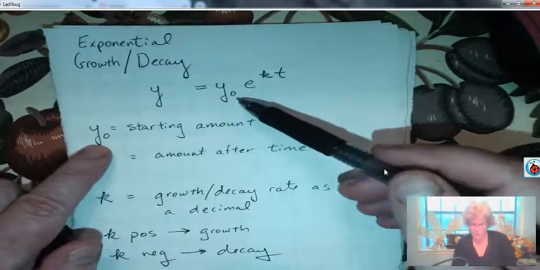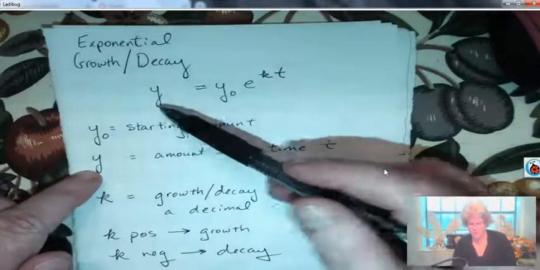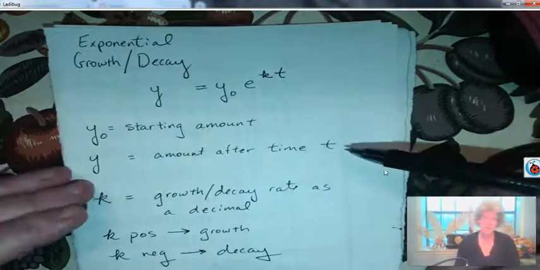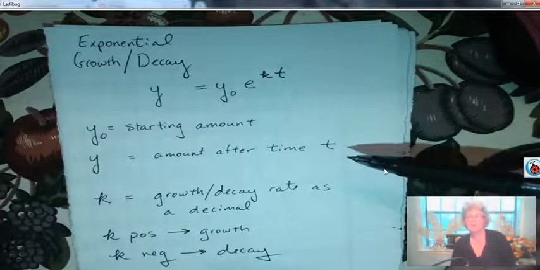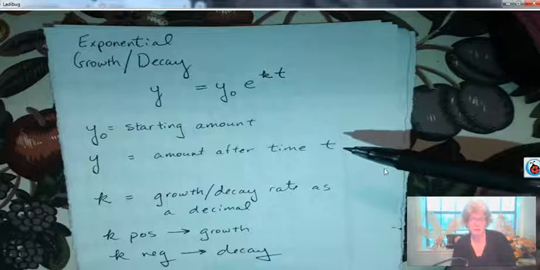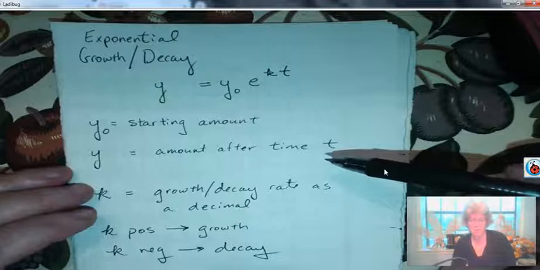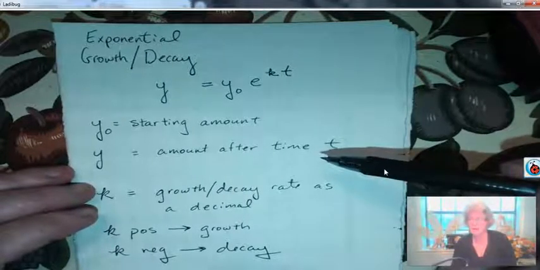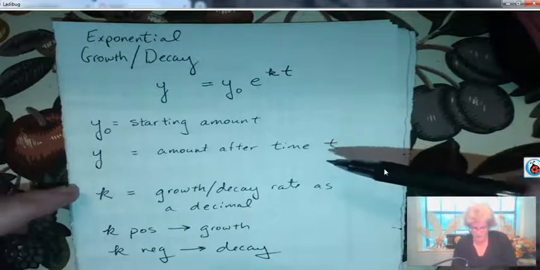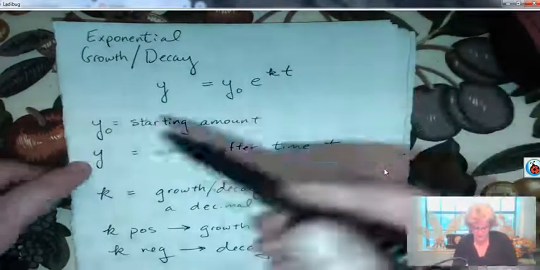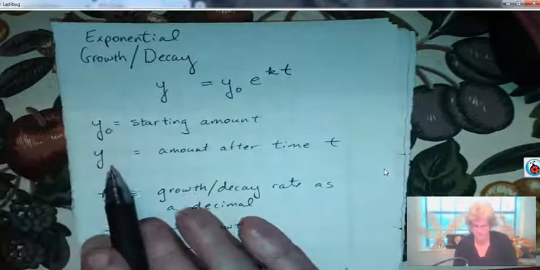So this y of naught will be the starting amount. Y will be the amount that you get after time t has passed, and t can be any block of time. So when we were looking at interest problems, the block of time was in years. Here it could be hours if you're measuring bacteria growth, months if it's a colony of rabbits or wolves, etc. So most of the time when we're thinking about exponential growth and decay, y is actually a function of t.